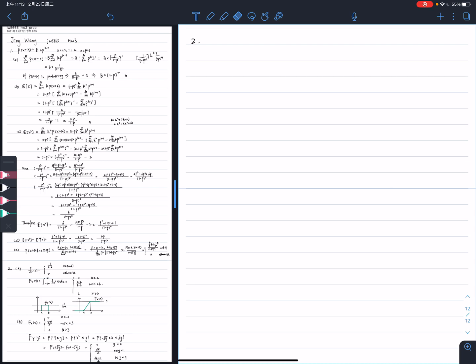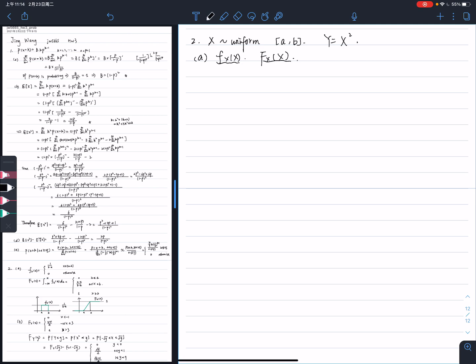Hello everyone, this is the solution for problem 2 in homework 2. In this problem, the random variable x satisfies a uniform distribution over the interval [a, b], and y is equal to the square of x. Firstly, we want to find the probability density function and the conditional density function of random variable x.